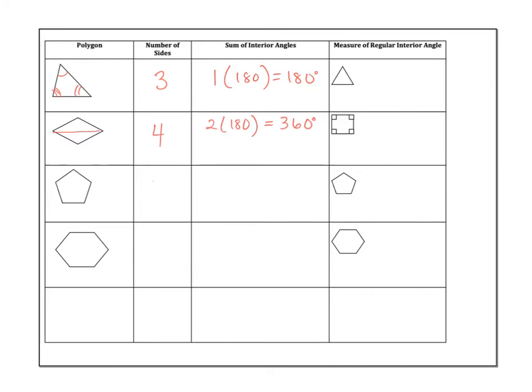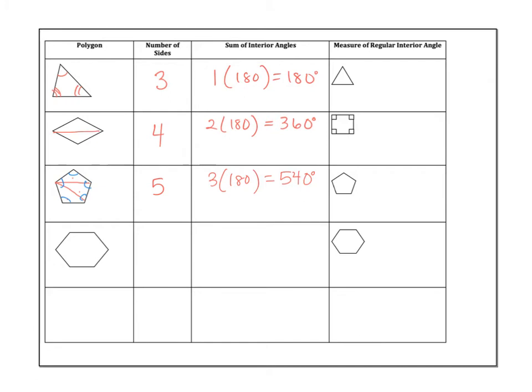Next, we have a pentagon. It has 5 sides. If I break it up into non-overlapping triangles, I have 3 triangles. You can see 1, 2, 3. And they're each 180 degrees in every triangle. And 3 times 180 is 540 degrees. So think about that. If I take all of these angles inside of the pentagon and add them up, it's going to add up to 540.